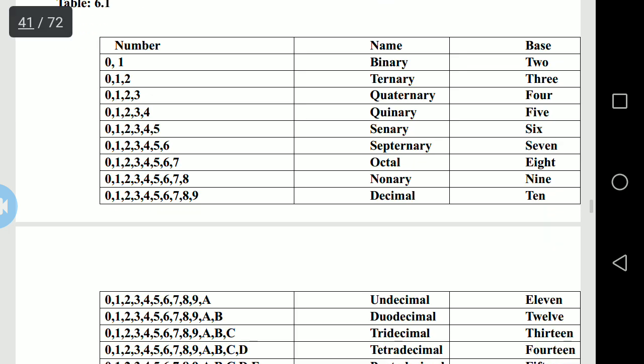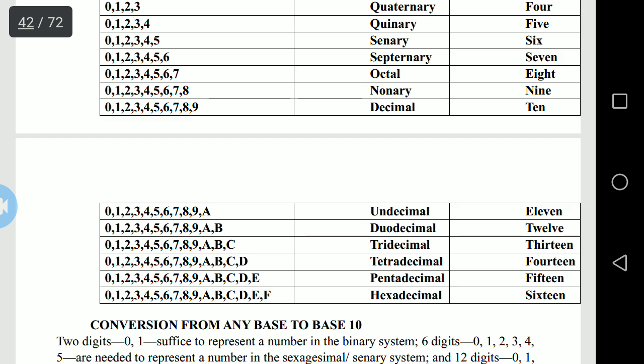Then we move further. Ordinarily, in the junior secondary section, we end at base 10, but we are in senior secondary, so we move further. So there is 0, 1, 2, 3, 4, 5, 6, 7, 8, 9, and the letter A, and they are called undecimal, and these numbers are in base 11. All right. And we have 0 through 9, A and B, which are duodecimal, and these numbers are in base 12.